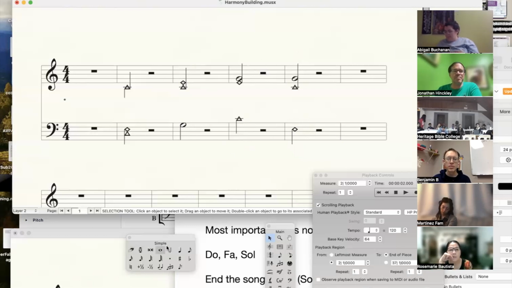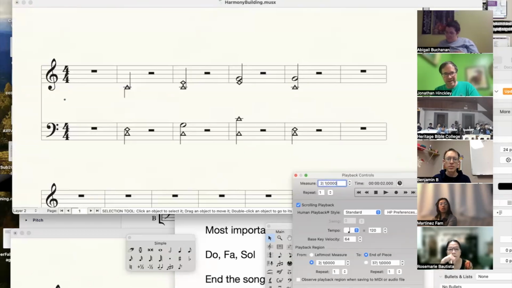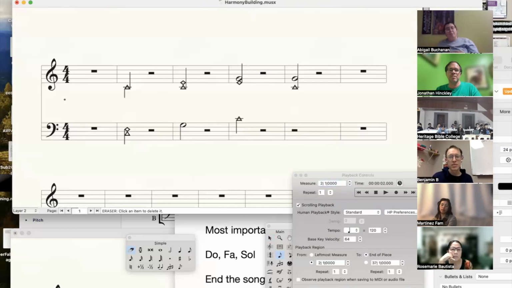Let's go back and put in those bass notes. And that's what gives it its full feeling, the root on the bottom. And you know what, let's listen to it without the bass, just so you can hear what it sounds like without the bass. I'll start here so that we can hear what those sound like.